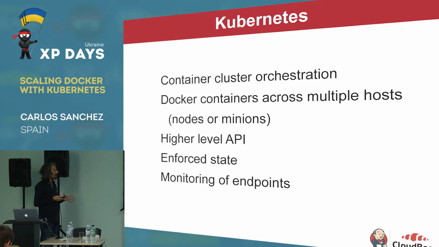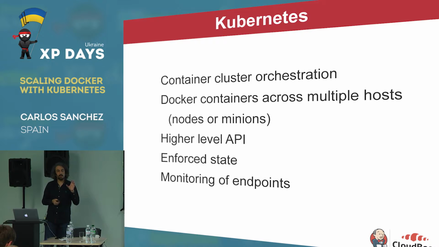So what it does is basically container cluster orchestration. Once you use Docker, then on one Docker host you figure out this is not going to be enough, right? How can I run this Docker container across multiple hosts? There have been a lot of tools to deal with that, and Kubernetes is one of them. Kubernetes calls these different hosts nodes, or previously minions, and provides a higher level API that allows you to not deal with individual nodes or hosts, but with services and the status of the service.